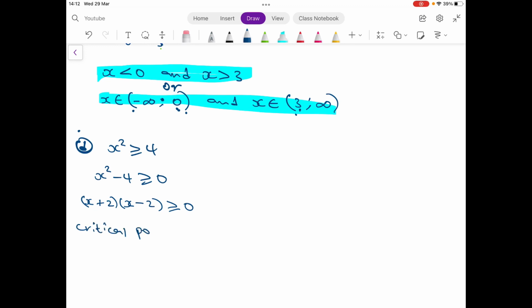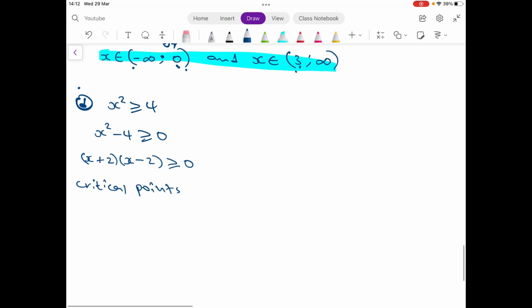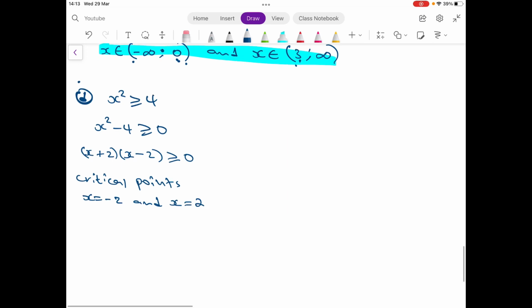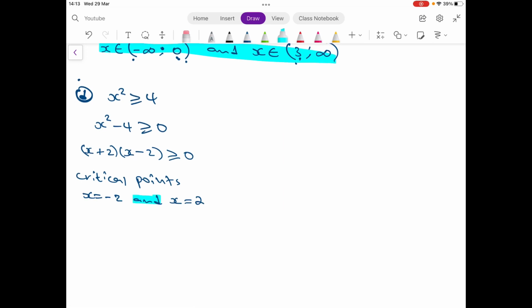Okay, from there, we need our critical points. Just standard procedure. Critical points are just what you will have when you solve that equation or the inequality with an equal sign. It's just going to be x equals negative 2 as well as x equals positive 2.